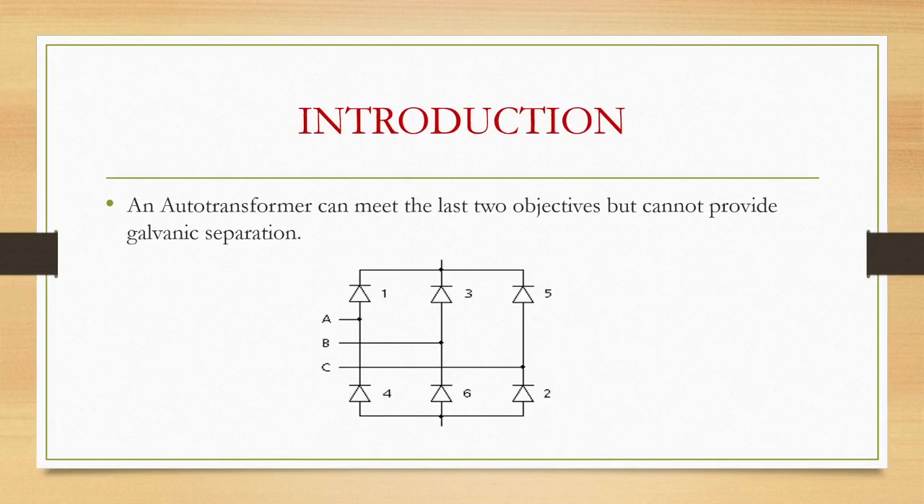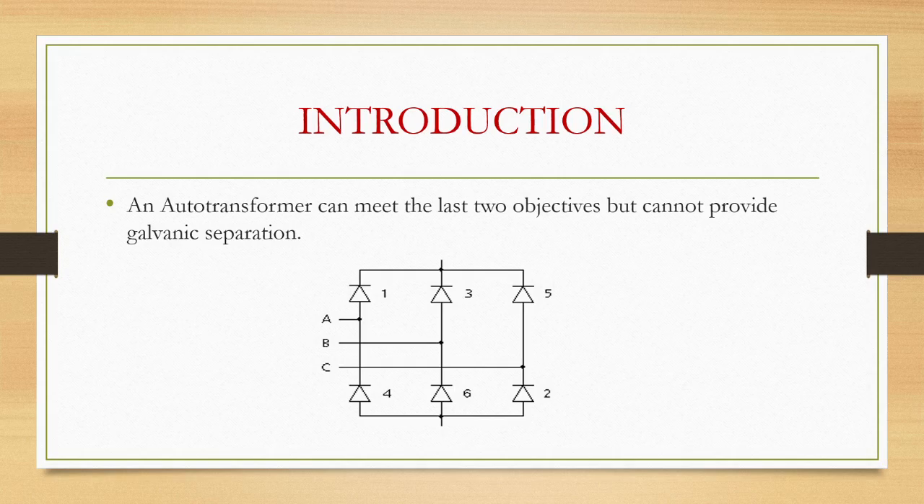When we see the Graetz bridge, we can see here diodes 1, 3, 5, 4, 6, 2, or we can name them S1, S3, S5, S4, S6, S2. Anything is the same. An autotransformer can meet the last two objectives, that is voltage transformation between AC and DC networks and adjustment of applied AC voltage by on-load tap changer, but it cannot provide galvanic separation.